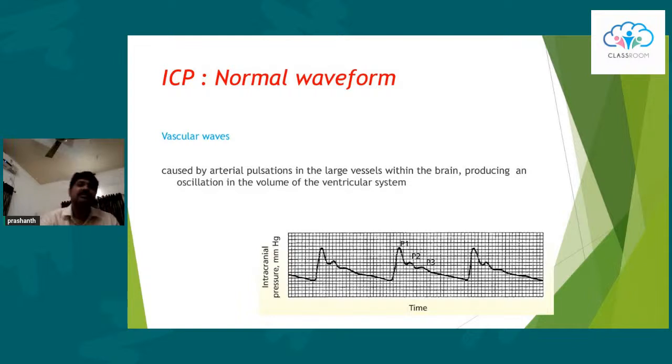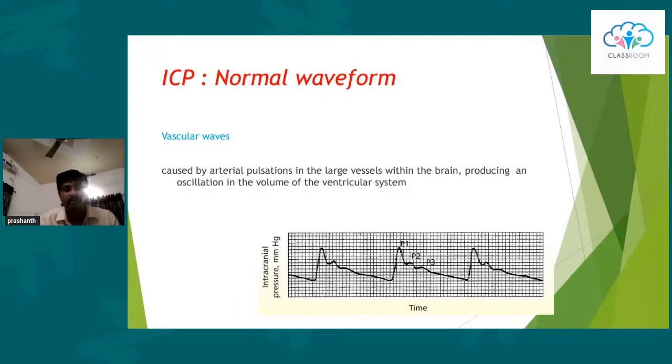The other way of analyzing the ICP is looking at the normal waveform. One thing we have to understand is that the ICP wave itself is a composite wave, with multiple waves of multiple frequencies and power amplitude. However, when we look at waveforms, we can divide it into 3 or 4 major waves. The vascular wave is mainly caused by the arterial pulsation in the large vessels within the brain, so they produce an oscillation in the volume of the ventricular system.